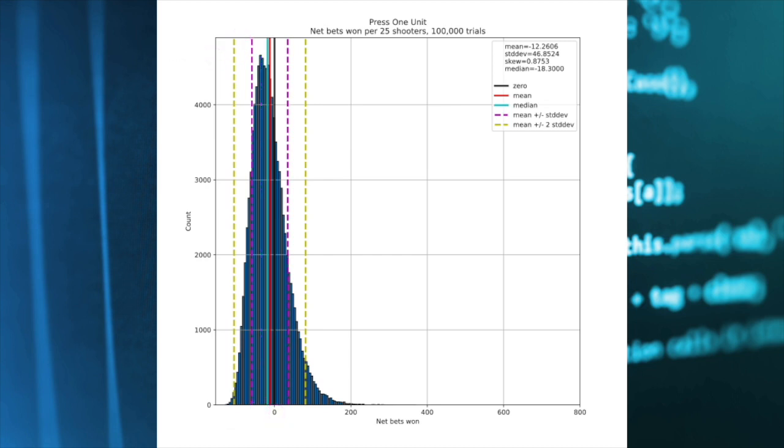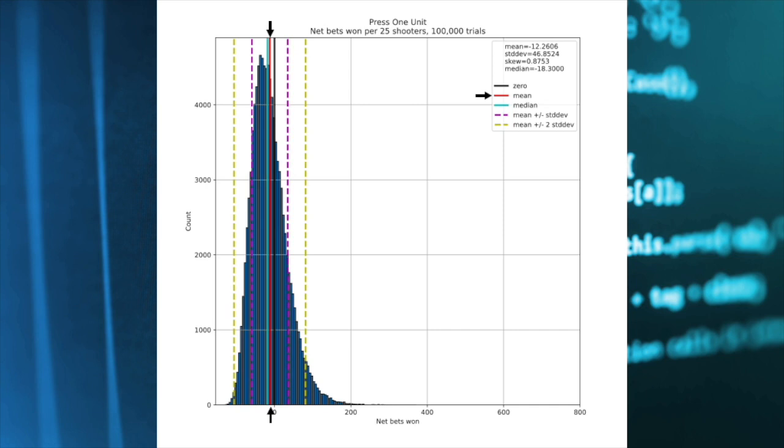So ultimately, if you were to add up the height of all the little blue rectangles, you'd get 100,000. If instead you multiplied the height of each rectangle by its winnings or losses and then added them all together, you get the total net winnings or losses for the strategy for the 100,000 shooters. If you divide that by 100,000, you get the mean or average result you can expect from a group of 25 random shooters. The mean is shown by the red line.